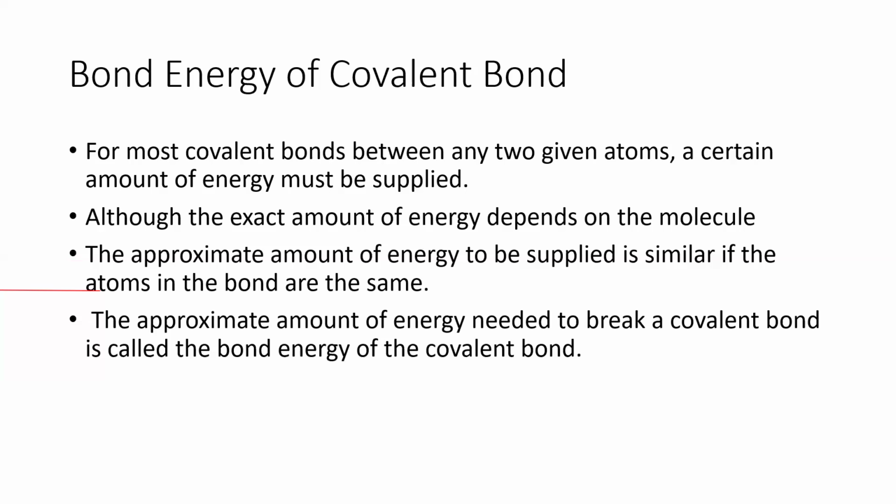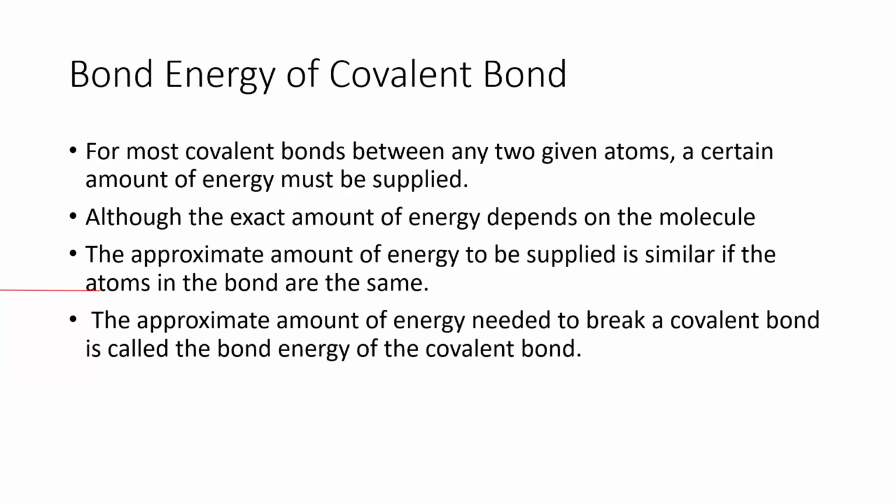For most covalent bonds between any two given atoms, a certain amount of energy must be supplied. You have to supply energy. Although the exact amount of energy depends on the molecule, the approximate amount of energy to be supplied is similar if the atoms in the bond are the same. The approximate amount of energy needed to break a covalent bond is called the bond energy of the covalent bond. So we break bonds and we form bonds. The bonds that we see, this atom and that, you look at the microscopic level.